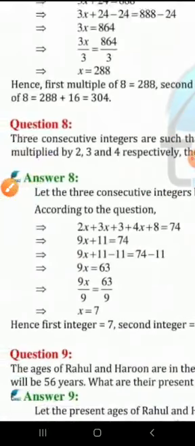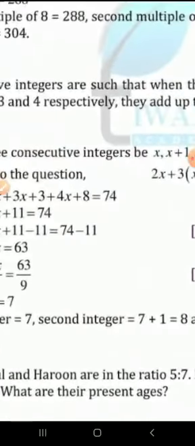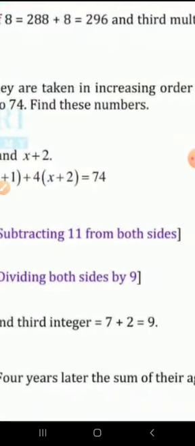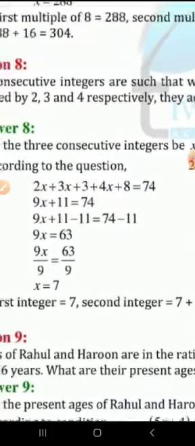This means the first integer is 7. Consecutive, one after the other. So the first integer is 7, the second will be 8, and the next will be 9. 7, 8, 9 are the three consecutive integers.